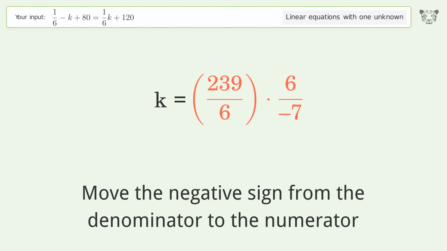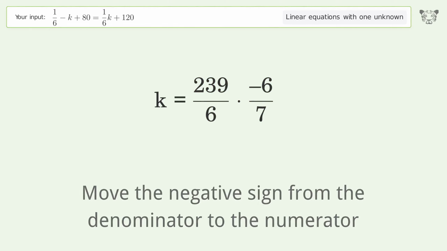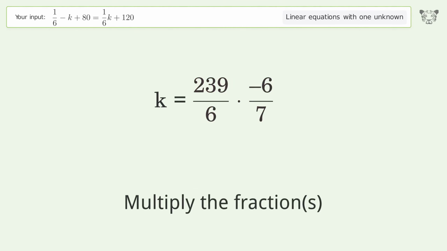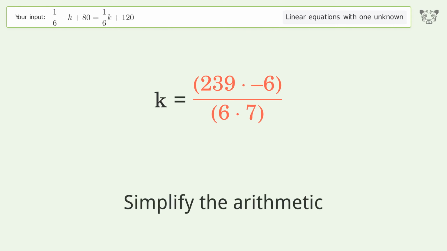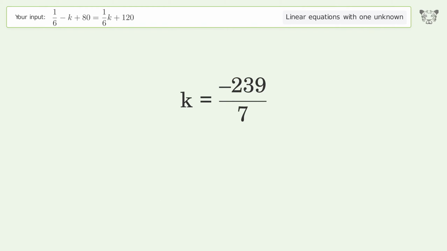Move the negative sign from the denominator to the numerator. Multiply the fractions. Simplify the arithmetic. And so the final result is k equals -239/7.